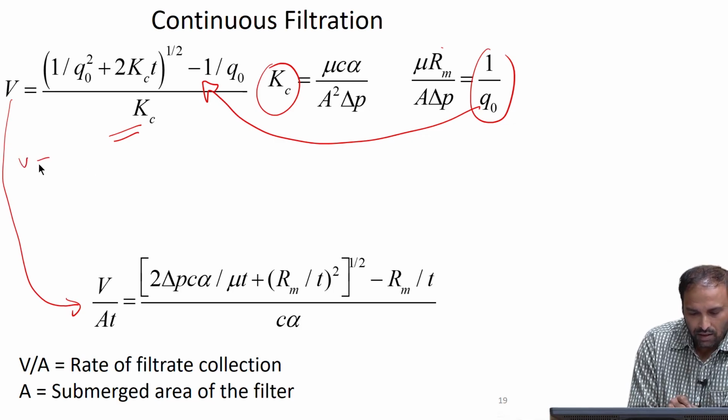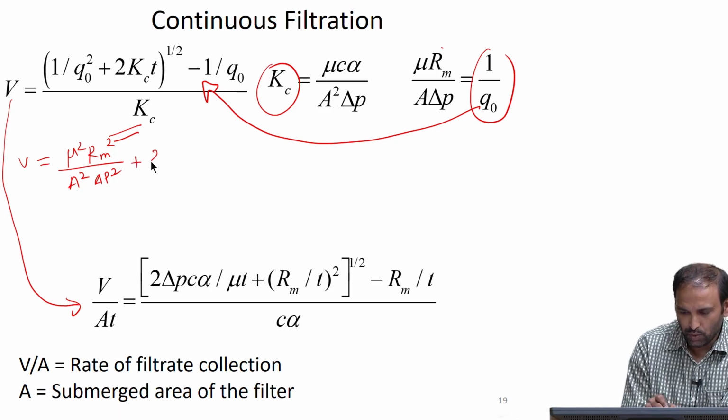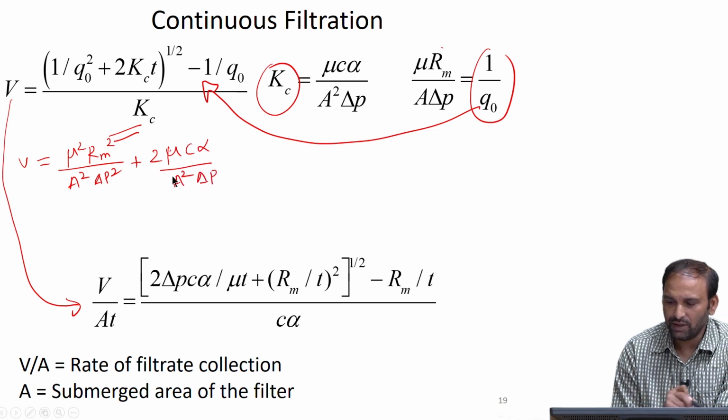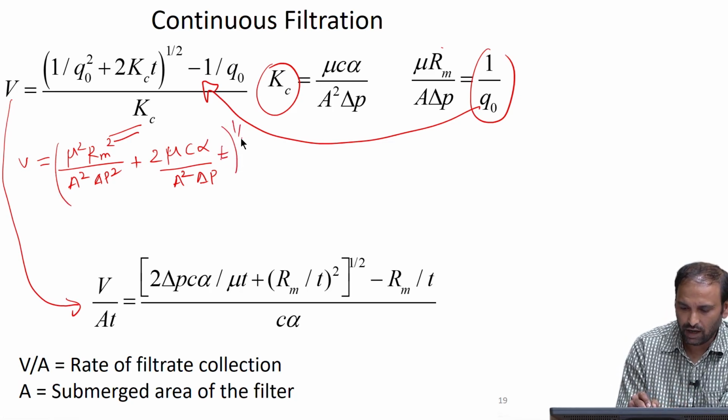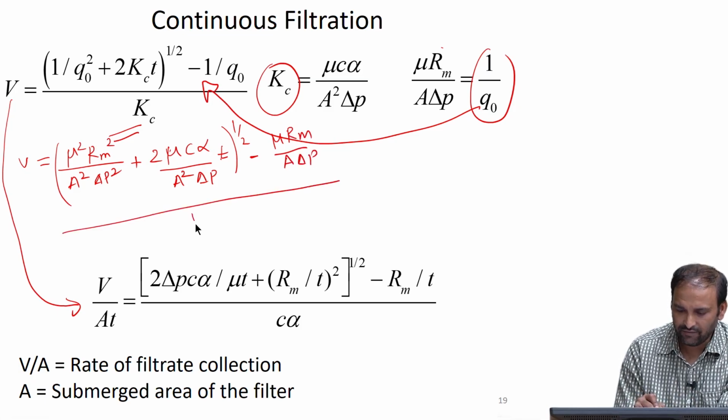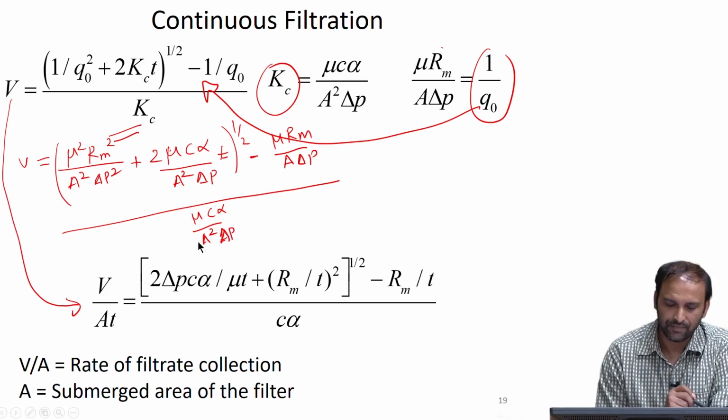So, instead of 1 over Q naught, I am going to write 1 over Q naught as mu Rm divided by A delta p. So, V is the square root of (1 over Q naught) square, that is mu square Rm square divided by A square delta p square, plus 2 times Kc t, where I can write Kc as mu c alpha divided by A square delta p, and of course I have the t there, to the power of 1 over 2, minus again 1 over Q naught, which is mu Rm divided by A delta p, divided by, instead of Kc, mu c alpha divided by A square delta p.